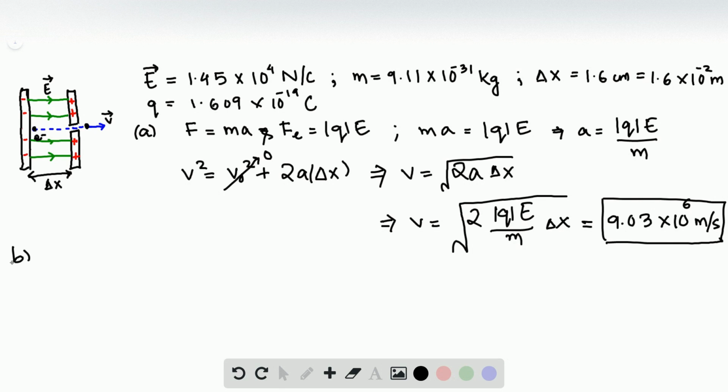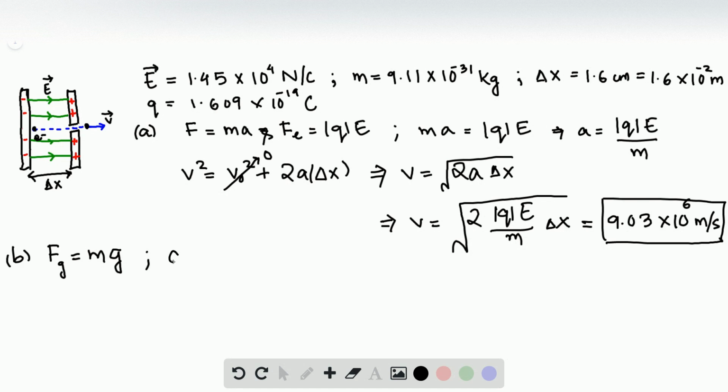Moving on to the second part of the question, we have to compare the electric force with the gravitational force and show that the gravitational force here can be ignored. Now the gravitational force is basically mass of the electron and the acceleration due to gravity. Since the mass is same, if we compare the acceleration of the electron to the acceleration due to gravity, we can then compare the electric force on the electron and the gravitational force.